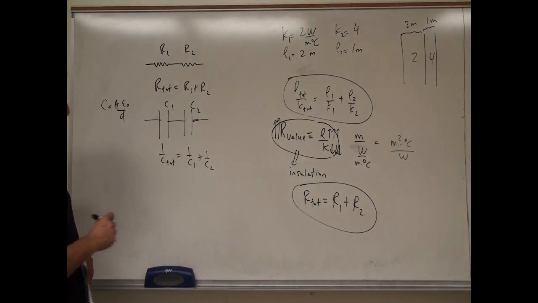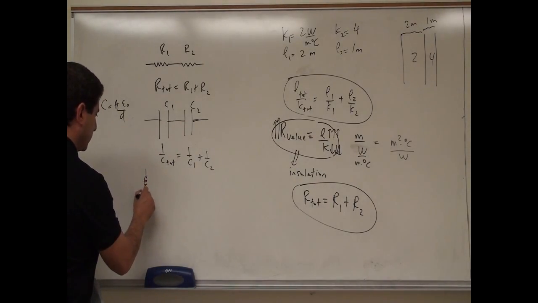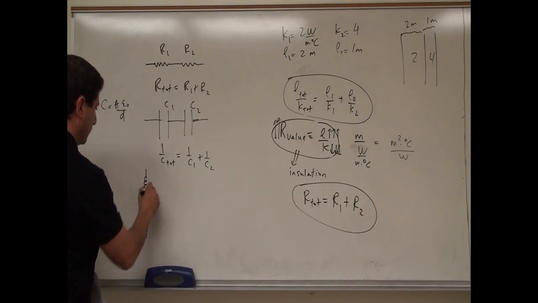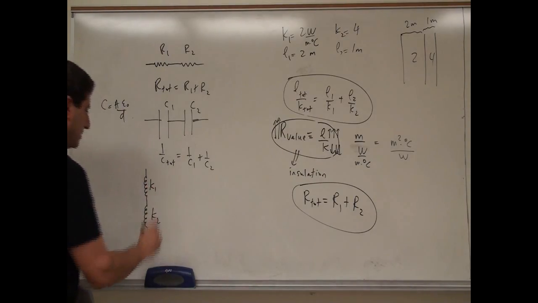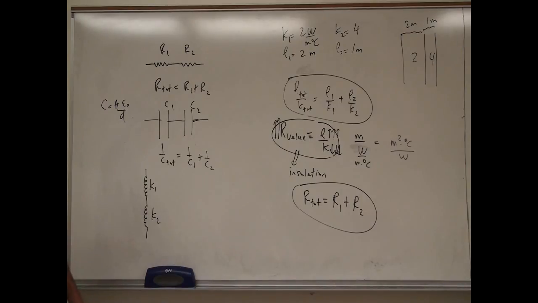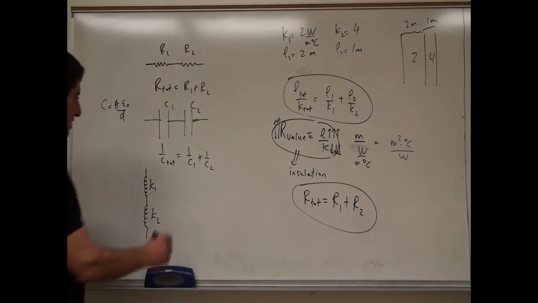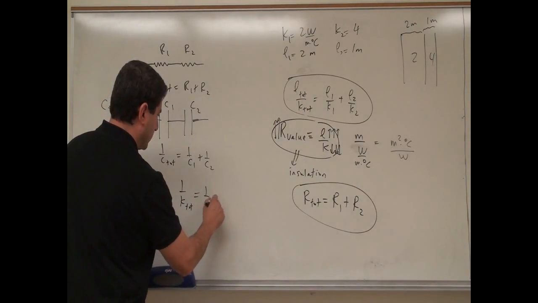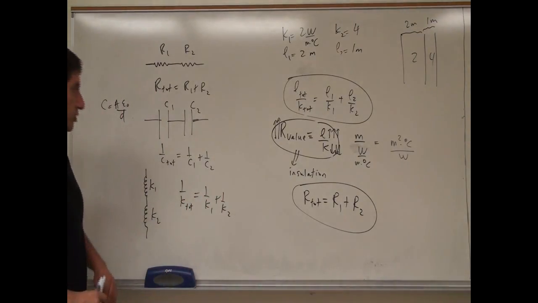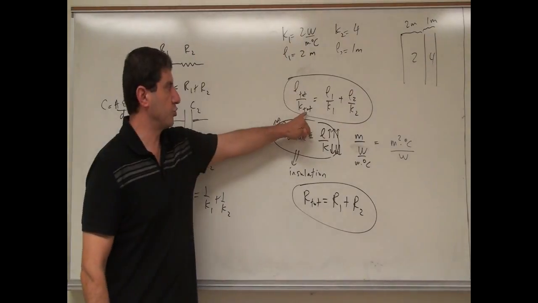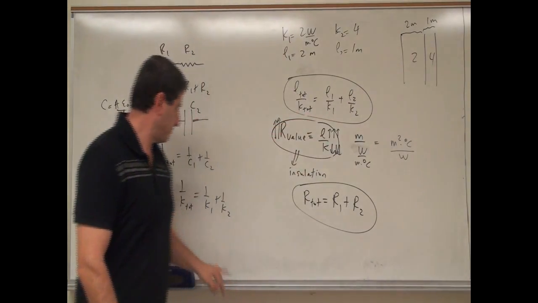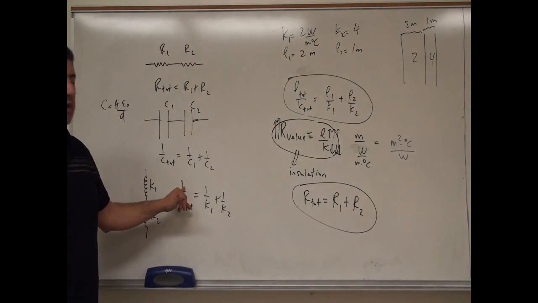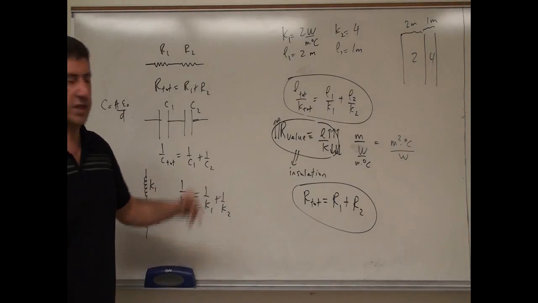Now, how about springs in series? If you have springs like this, K1, K2, these are the spring constants of the springs. How do they add up in series? Well, it turns out that 1 over K total is equal to 1 over K1 plus 1 over K2. That one is again very similar to how the conductivity adds up, but again, it doesn't have that extra variable of L total, L1, and L2, right?